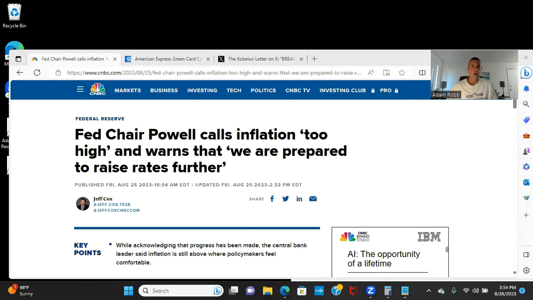Also, with mortgage rates rising, it obviously could have an impact on that. So I'm going to bring up a Twitter post from a good account here that'll have data on that. Fed Chair Powell calls inflation too high and warns that we are prepared to raise rates further. While acknowledging that progress has been made, the central bank leader said inflation is still above where policymakers feel comfortable.